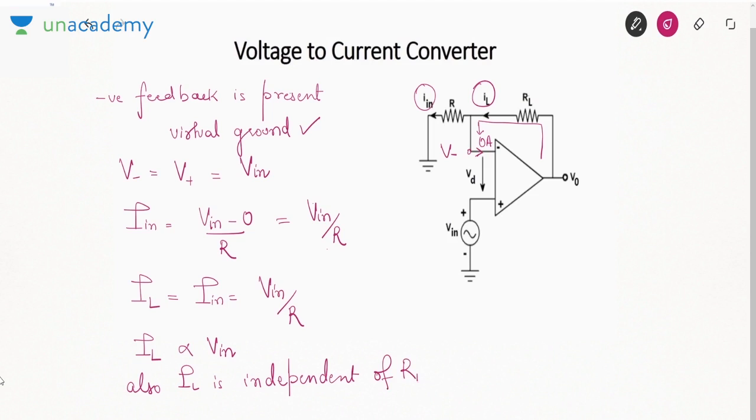Whenever you are converting current to voltage or voltage to current, you have to make sure that the output is independent of the load resistance. That is, the output is fixed no matter what is the value of load. The output should only depend on the input value.